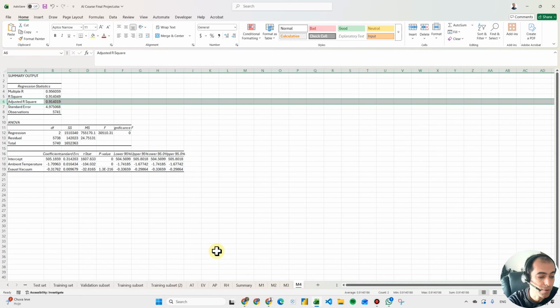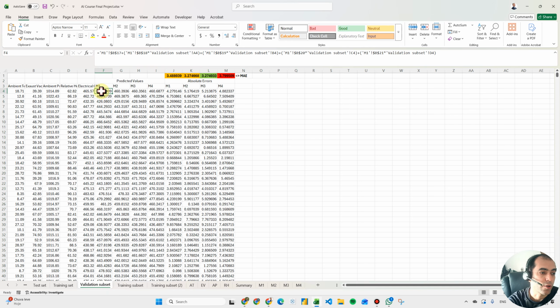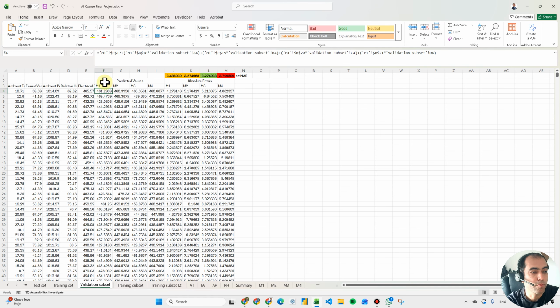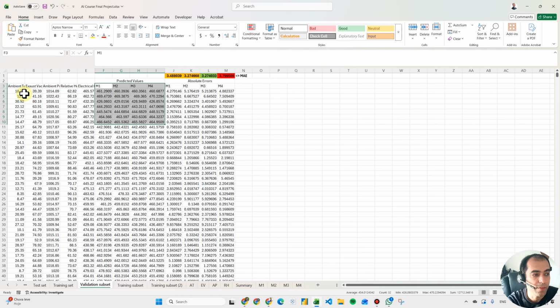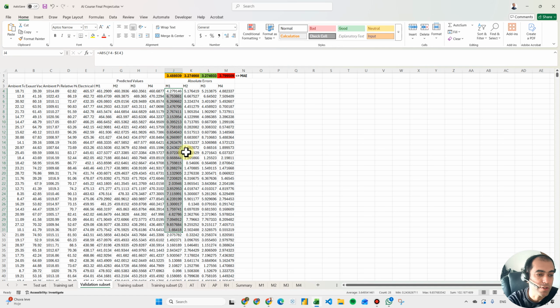Then, to compare the performance of these four models, I went into the validation subset and applied the mean absolute error for them. So I created calculations here based on the results of the regression for each of my four models, and I ran that against the values. Then I compared that with the actual result, and then I got the mean of all these different readings.